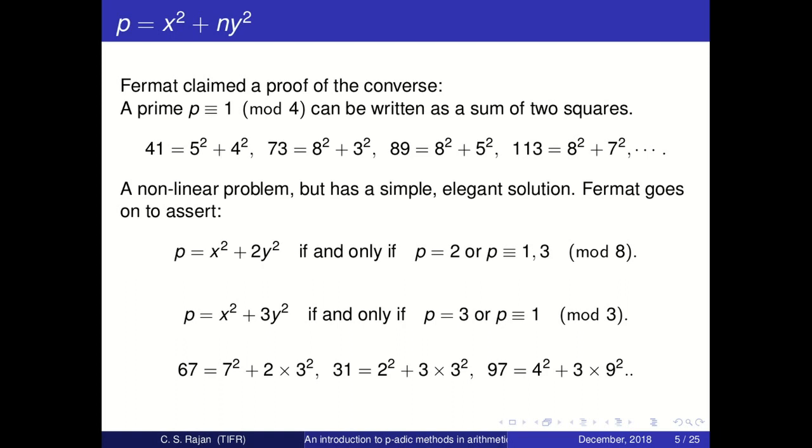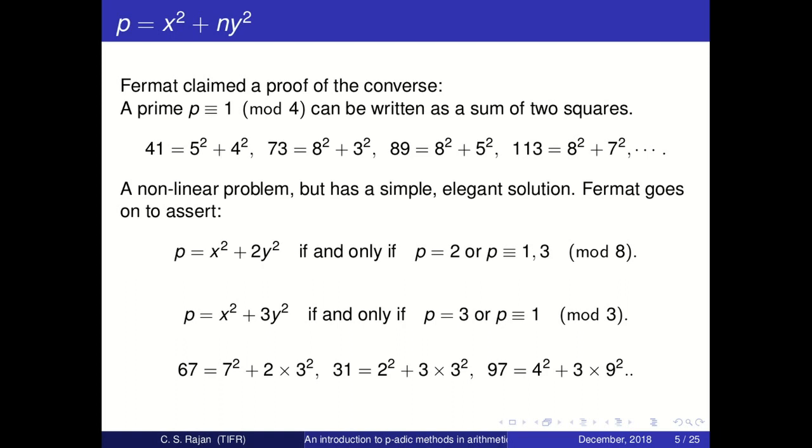And this is a quadratic problem, and the solution is extremely elegant. It's a very, very simple solution that Prof goes on to assert: you take any prime congruent to 1 mod 4, and it can be written as a sum of two squares. Just take any prime, whatever you feel like, check it out and you will see that. So Prof of course immediately realized that he is onto something very non-trivial.